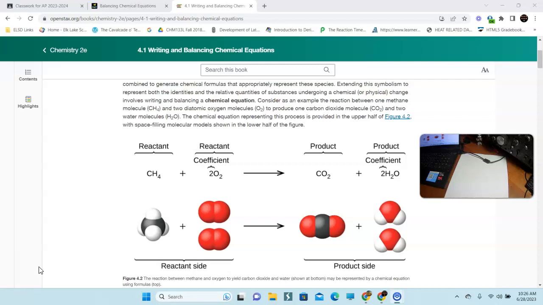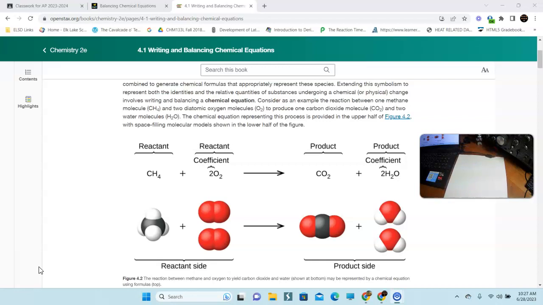Again, my idea of summer work is to just get you prepared for what we're going to learn and to make the learning go more quickly and, of course, to get you familiar with some of the vocabulary of chemistry.